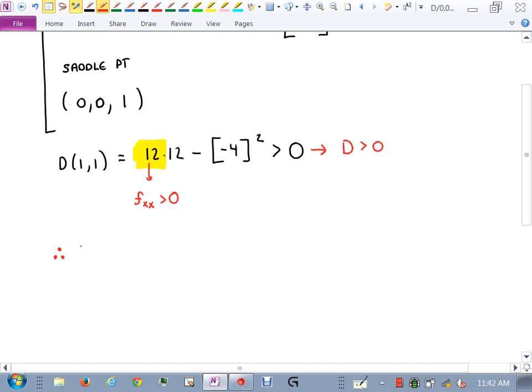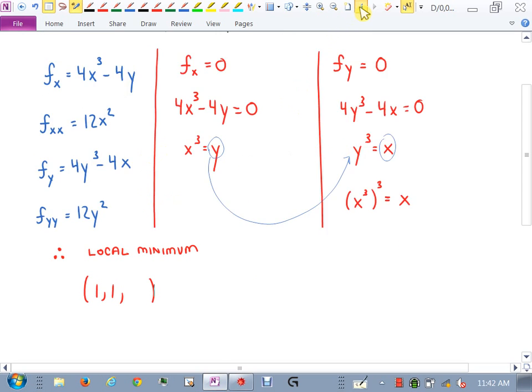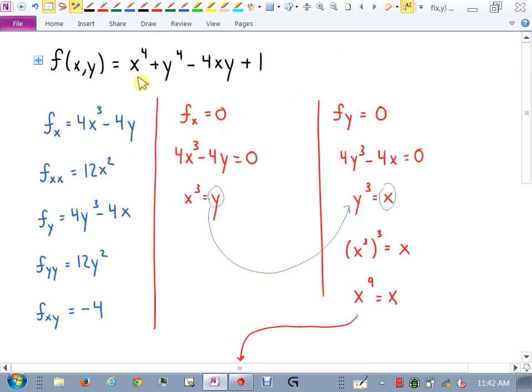Therefore, we have a local minimum at the point 1, 1, and yes, go get the z coordinate. It's 0? 1 here, 1 here. 1, 1. What, negative 1? Negative 1?